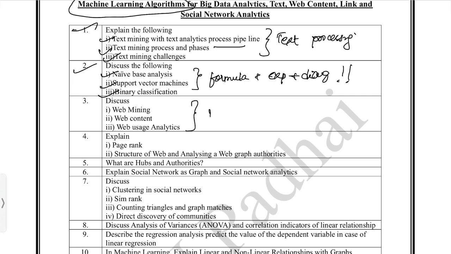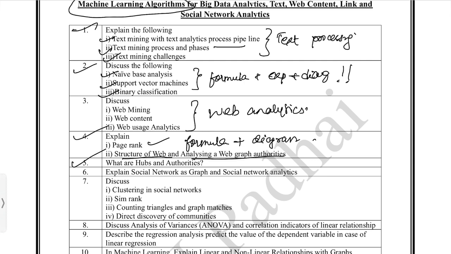Next is again web analytics. Then you have PageRank. For PageRank, we have formula plus diagram. You have to cover them, and the structure of the web analysis using graph. Next, what are hubs and authorities? Again, it mainly comes under social networks.